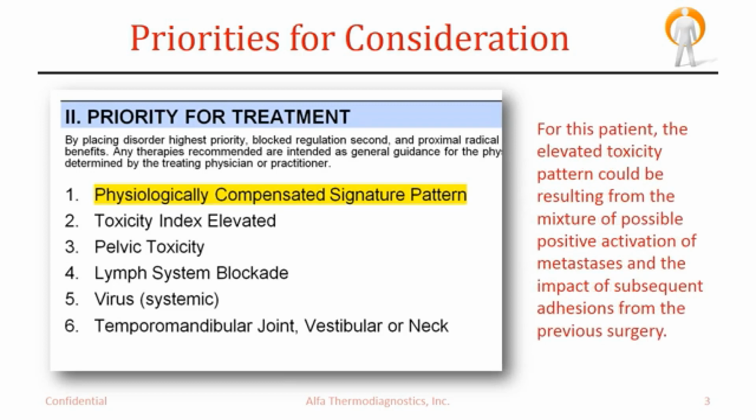She also has an index of toxicity, high pelvic toxicity, which could be a mixture of that activation of positive metastases and also from the surgical impact and trauma and subsequent adhesions. And the lymph involvement doesn't mean very much, because whether there is or there isn't, it's not a real good predictor of recurrence or not. And then you go to her lymph system and you show a viral sign.